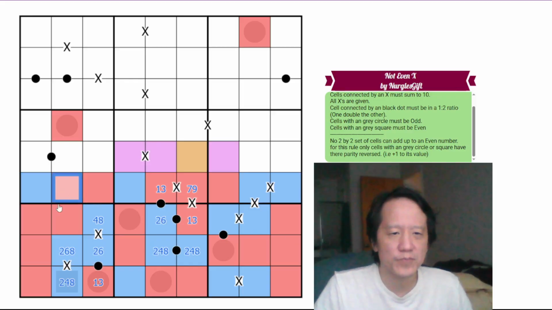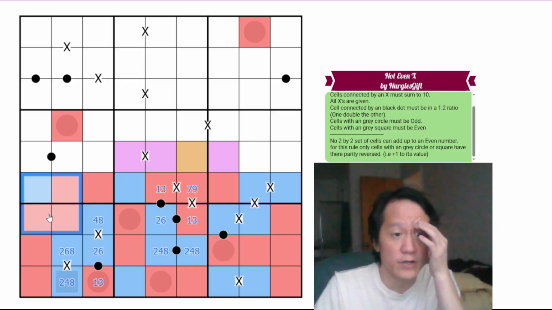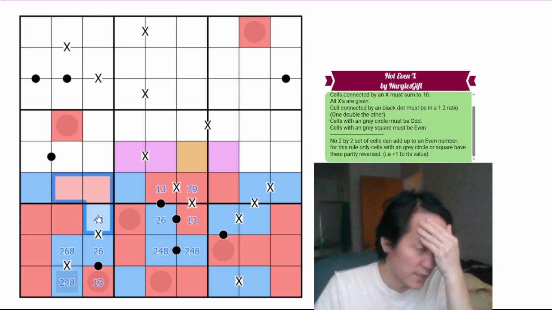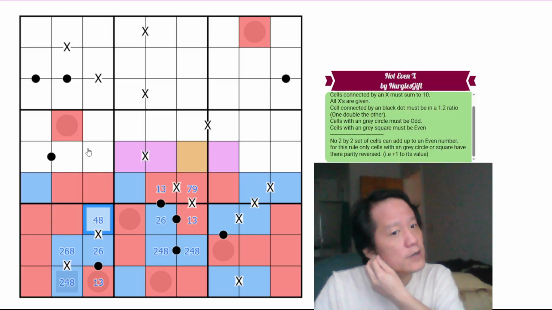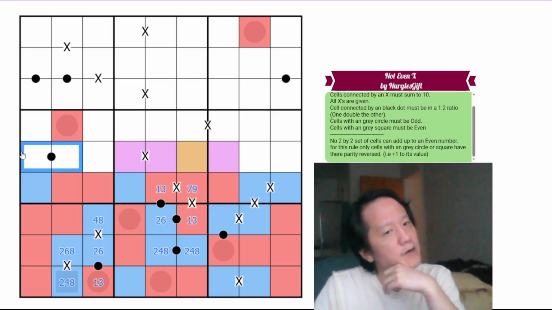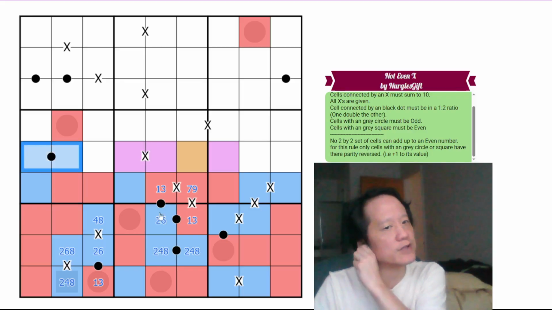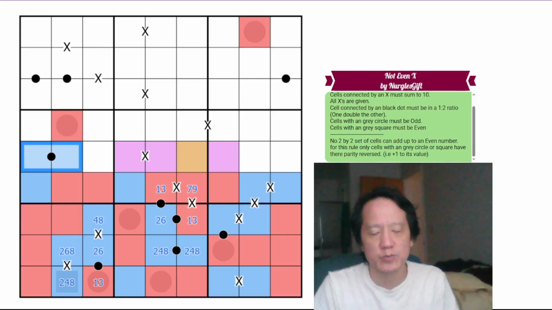This is blue. Here we have, in this 2x2 area, it's not adding up to an even. So these must be the same parity, right? Because if there were different parities, we'd have 2 evens and 2 odds guaranteed, which is not allowed. So these are both even then, because one of them must be even. If they're both the same parity, they must both be even.